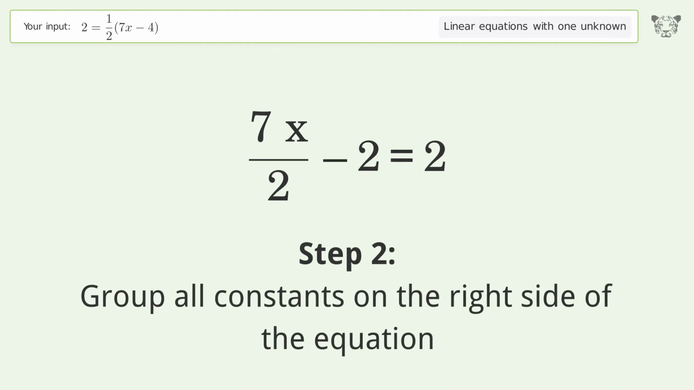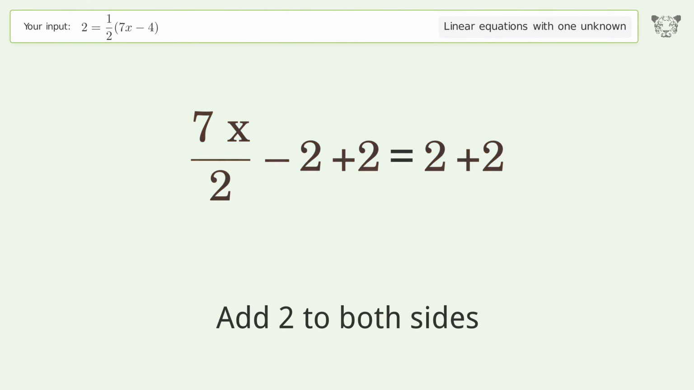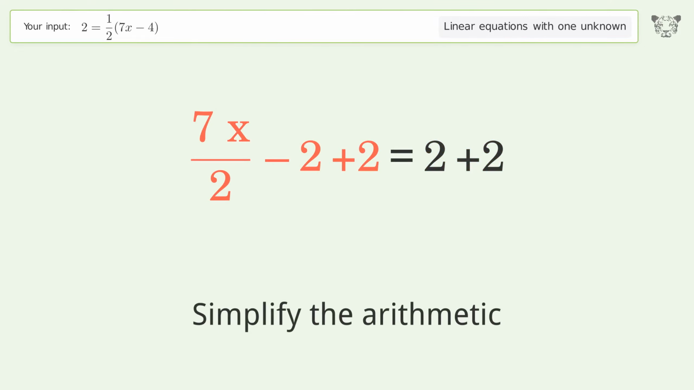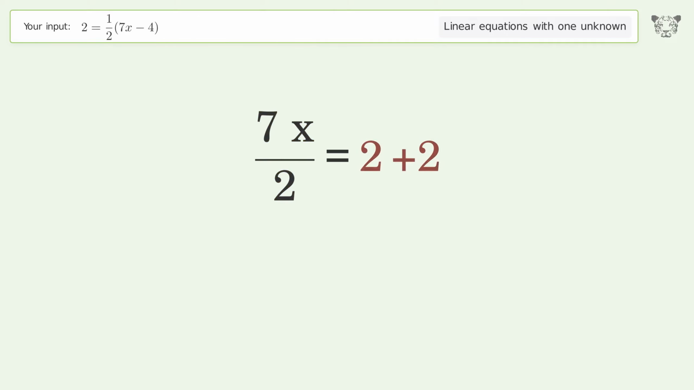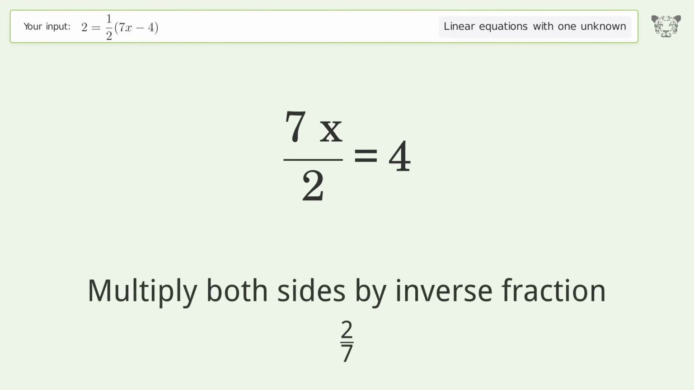Group all constants on the right side of the equation. Add 2 to both sides. Simplify the arithmetic. Isolate the x. Multiply both sides by the inverse fraction 2/7.